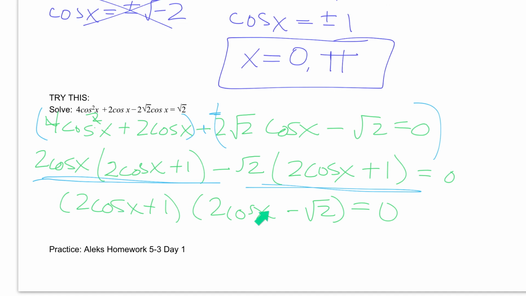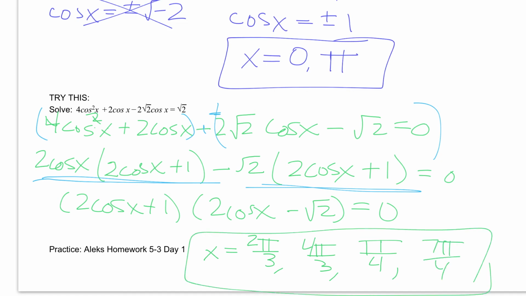Then you can go ahead and set both of these equal to 0 and solve. And if you do that correctly, you should get answers that x is equal to 2 pi over 3, 4 pi over 3, pi over 4, and 7 pi over 4. If you have questions on the solving part, please let me know.